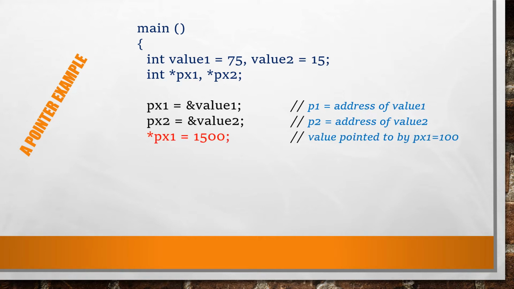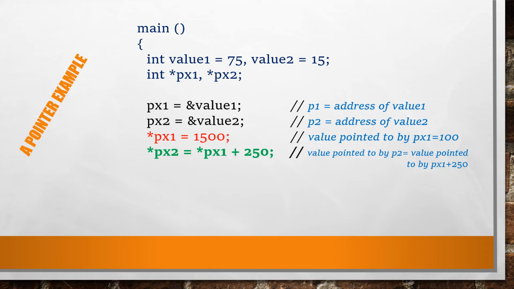In the next line, *px1 = 1500. So 1500 will be loaded into the variable pointed to by px1. In effect, the variable value1 is getting the value 1500. Next statement, *px2 = *px1 + 250. So 250 is going to be added to the location pointed to by px1. So 1500 will be taken and added to 250, and 1750, this sum, will be loaded into the variable pointed to by px2. px2 is a pointer to the variable value2. So 1750 will be loaded into the variable value2.